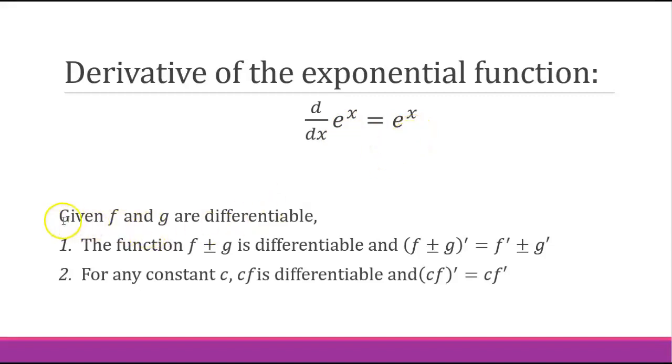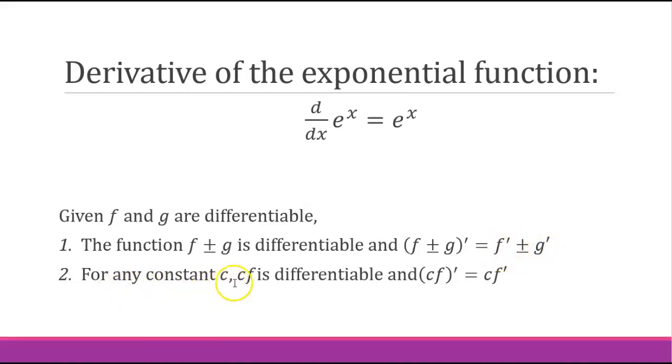And we're also going to add on some other properties of derivatives. If we have that f and g are differentiable, then if we have the sum or difference of f and g, that's also differentiable. And we can take the derivative of the sum or difference by taking the derivative of each one separately, is what this rule says. So if we have two functions added or subtracted, we can take the derivative of each one independently.